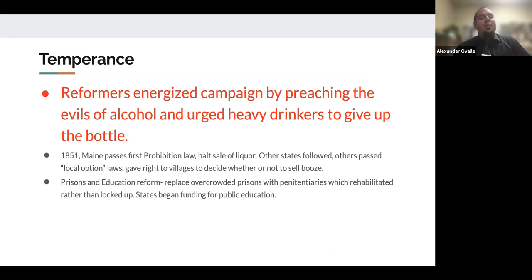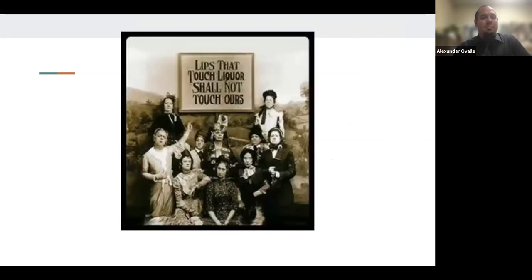Then you also have prisons and education reform. It replaced overcrowded prisons with penitentiaries, which rehabilitated rather than just locking up people, and got them ready for society after their prison term ends. And states also began to fund public education around this time.